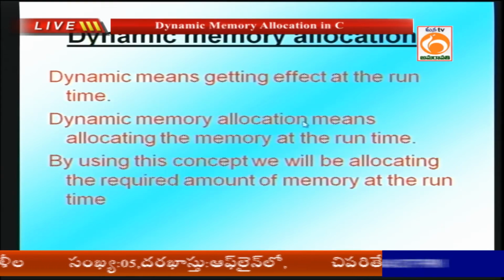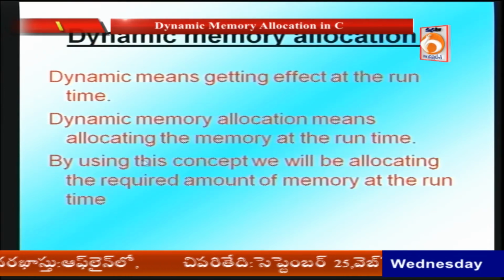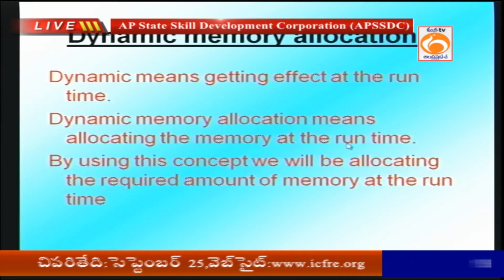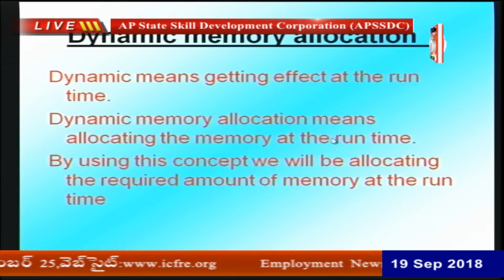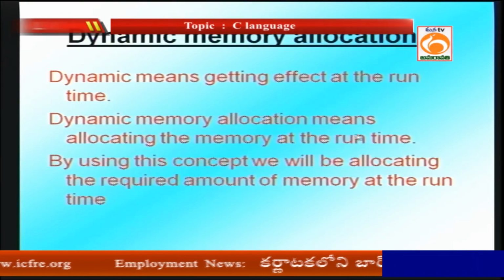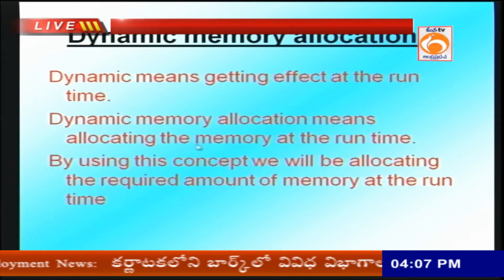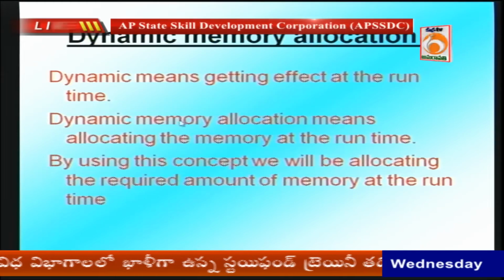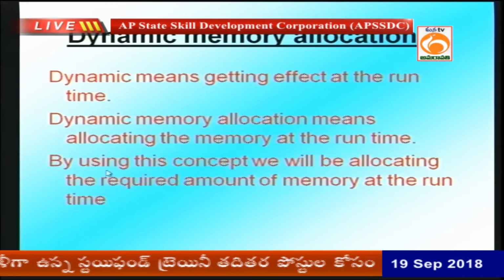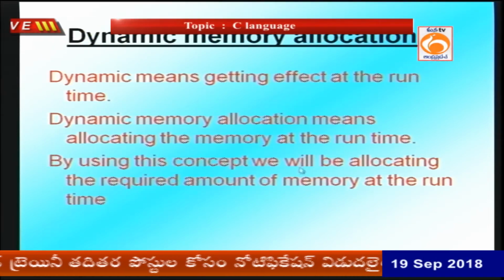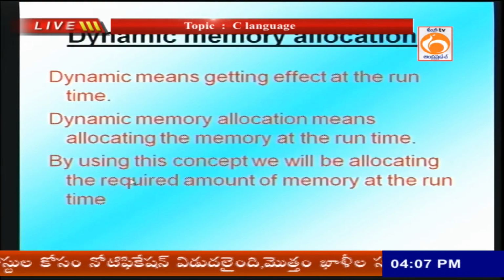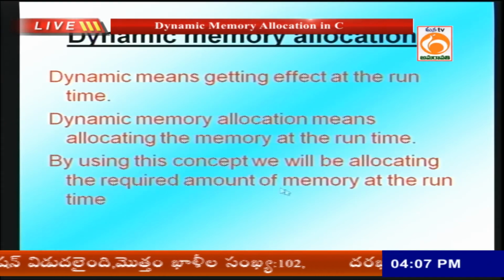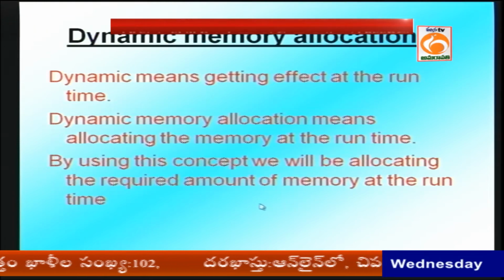Dynamic memory allocation means allocating the memory at runtime. What does that mean? While the program is executing, allocating some specific amount of memory is called dynamic memory. By using this concept, we allocate the required amount of memory at runtime.